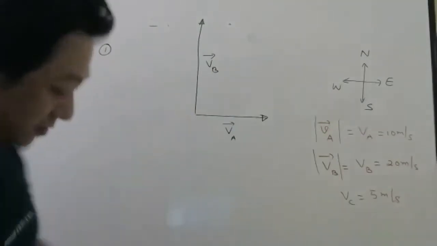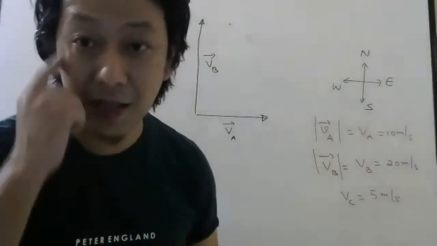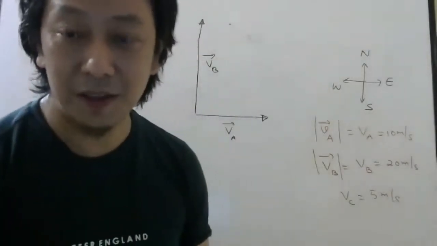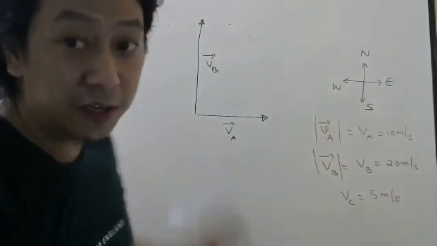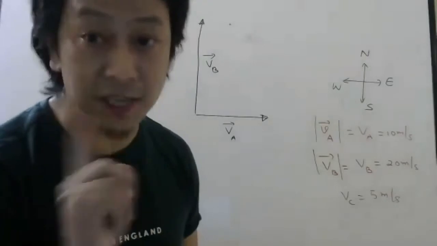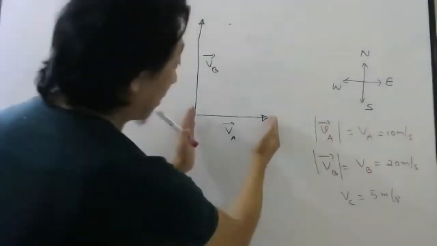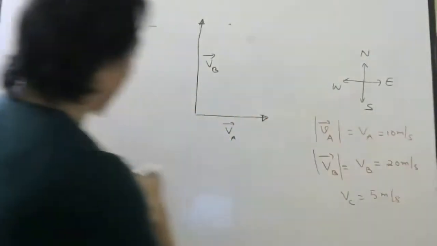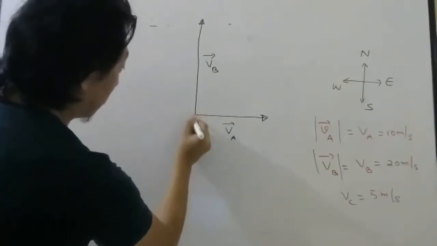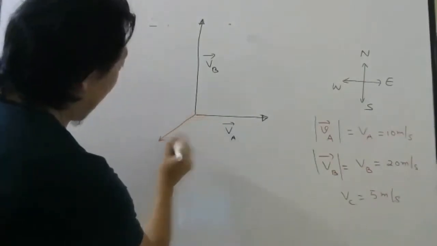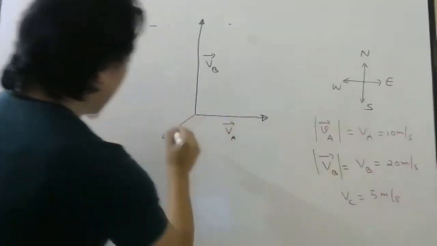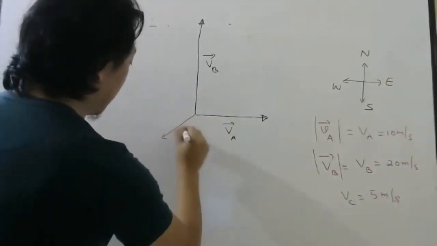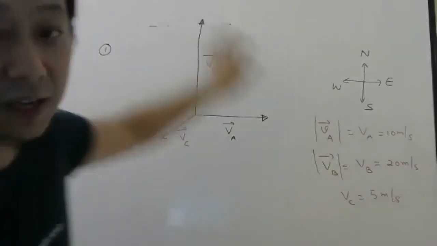Now the question is how much length you have to draw. Can you decide yourself? No. Once you decide the first one, you cannot decide the others yourself. So this much you are representing 10 meter per second. So the third car should be half of this. Okay. So this will be the velocity of the third car. So this is called a vector diagram.